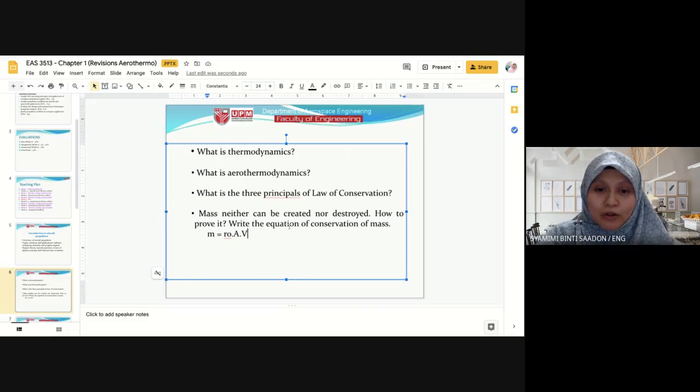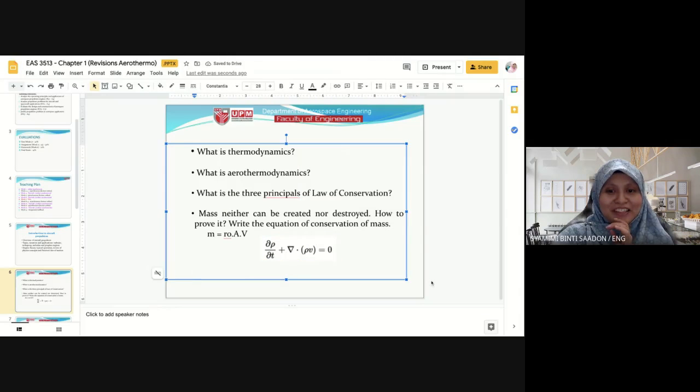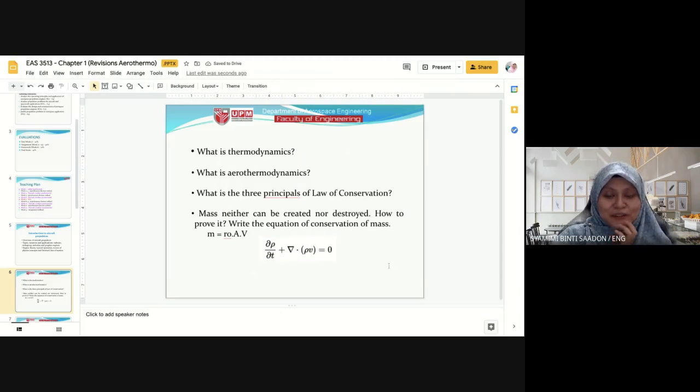Or you can also write it in terms of differential equation. Okay, like this. So this is the continuity equation or conservation of mass equation in terms of differential. So we have the derivative in terms of rho for density.